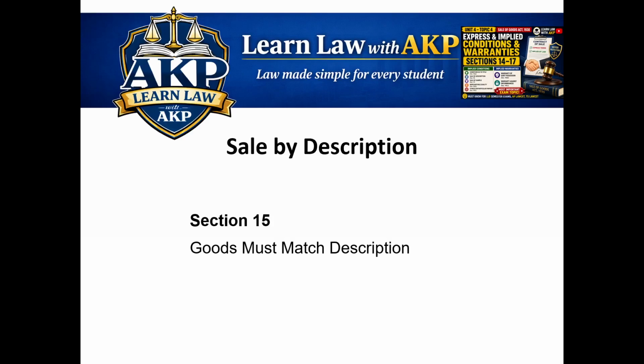Now, when goods are sold by description, the goods delivered must correspond exactly with that description. For example, in this section 15, goods must match description. So, a customer orders a Samsung Galaxy S25 Ultra. The seller delivers a different model. The buyer may reject the goods because the description does not match. This is an implied condition under section 15.